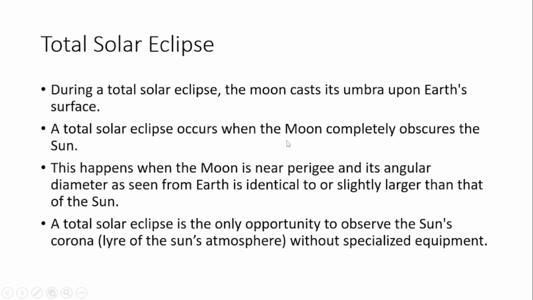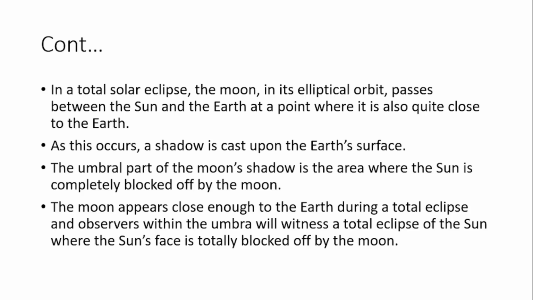A total solar eclipse occurs when the moon completely obscures the sun. This happens when the moon is near perigee, and its angular diameter as seen from the Earth is identical to or slightly larger than that of the sun. A total solar eclipse is the only opportunity to observe the sun's corona without specialized equipment. And here they say that in a total solar eclipse, the moon, in its elliptical orbit, passes between the sun and the Earth at the point where it's also quite close to the Earth. As this occurs, it casts its shadow upon the Earth's surface.